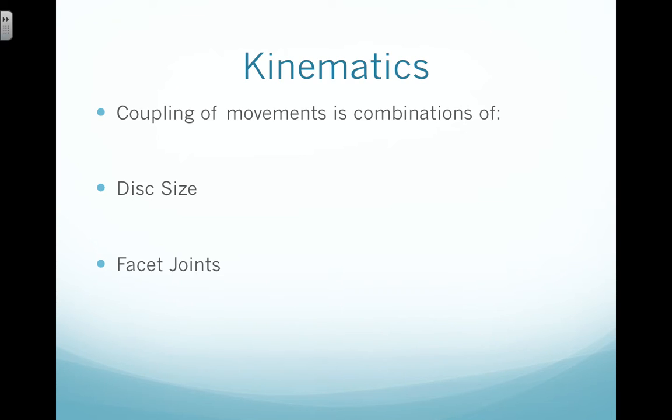The size of the disc is really important in our kinematics, and this is how much motion can occur, which is based on the size of the disc. And our facet joint orientation is the way or the direction in which the motion will occur.